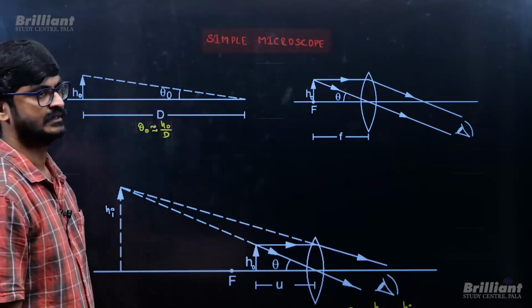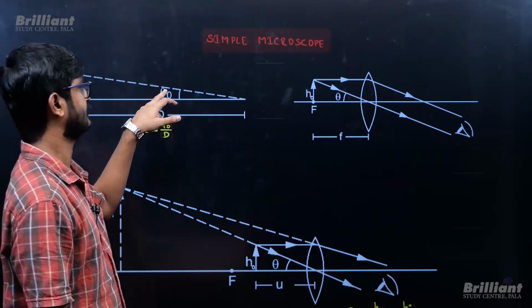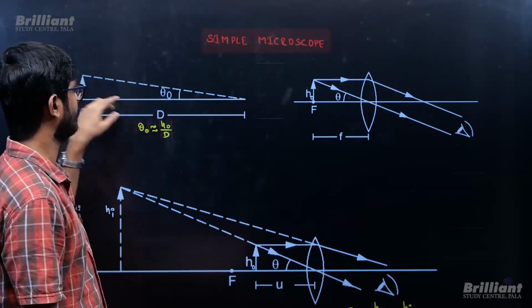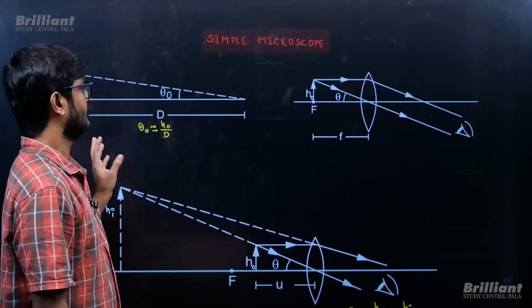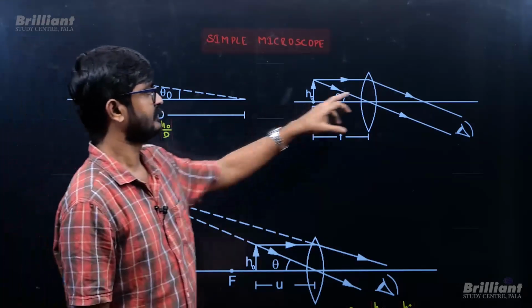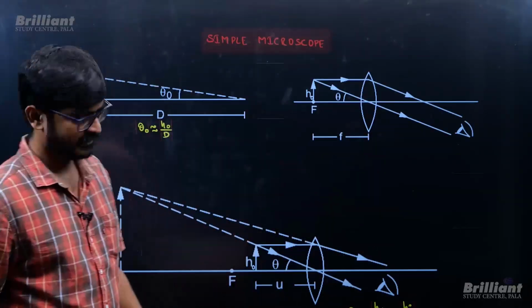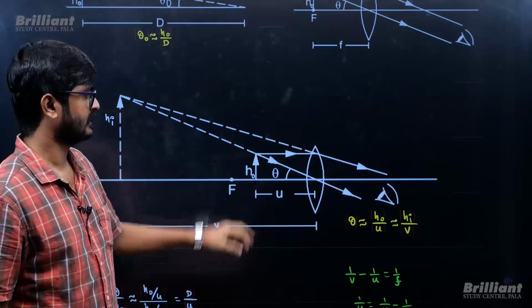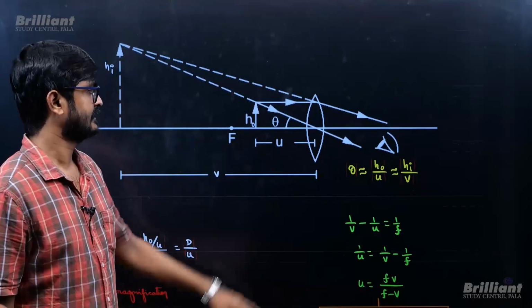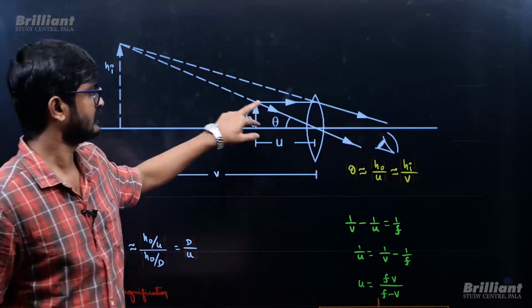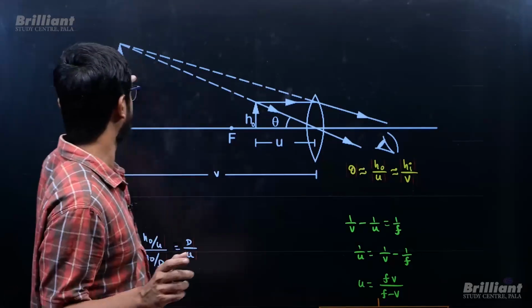We need to increase this. So we are calling it as theta naught. Theta naught is almost same as h naught by d. I am talking only about magnitude wise. Now, if we want to increase that angle, what we will do? We will keep some lens and we will keep moving the object. When the object is here, image will be formed here, that angle subtended will increase. So this new angle subtended is almost h naught by u or hi by v.